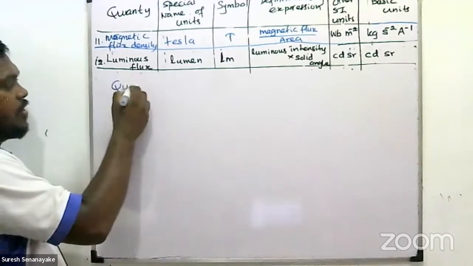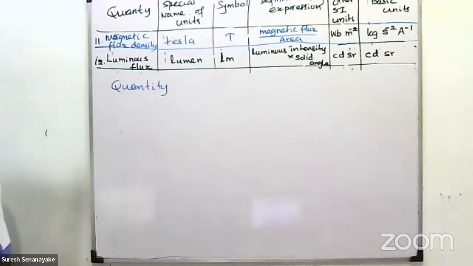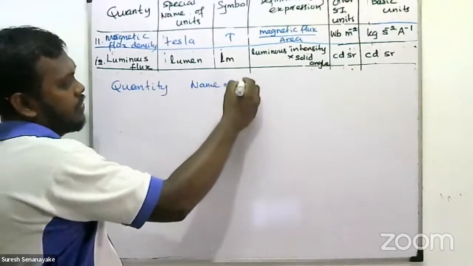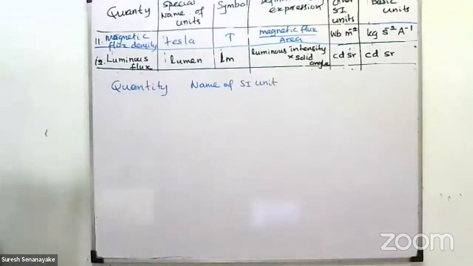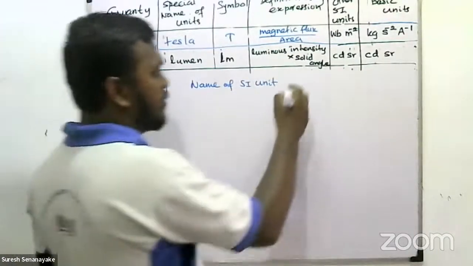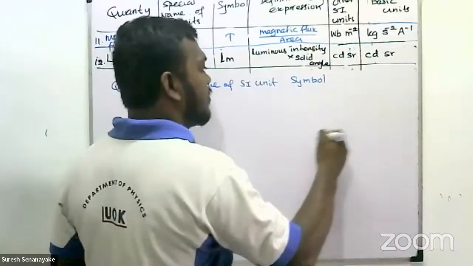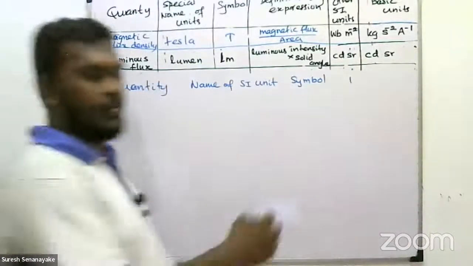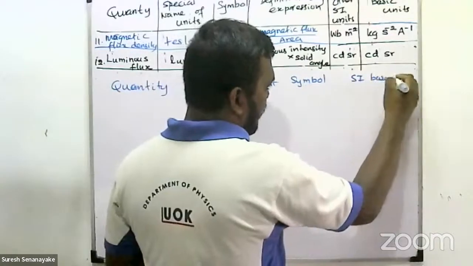So the first column is quantity, then the definition, the name of SI unit, then the symbol, and using base units. So it's SI base unit.